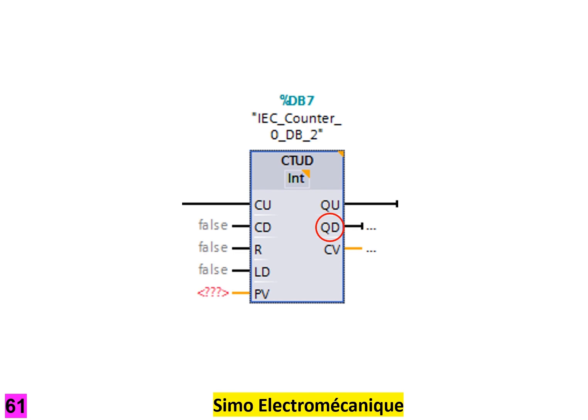Output QD is triggered if output CV goes below 0. CV is the current count value and can be read and used to trigger other events.